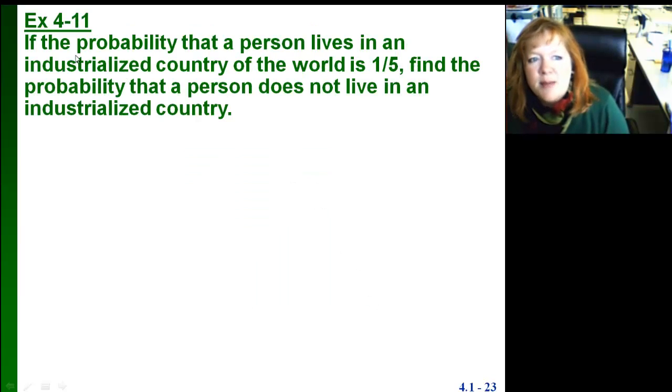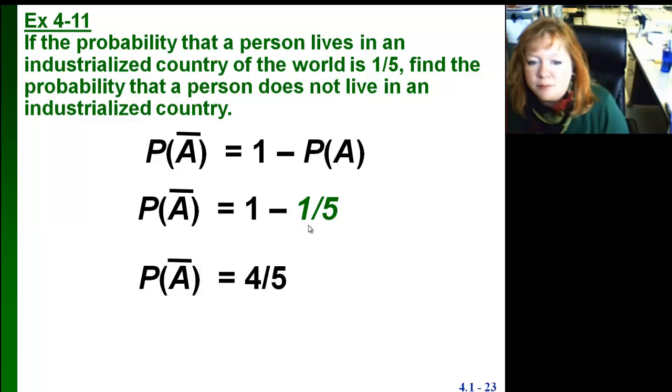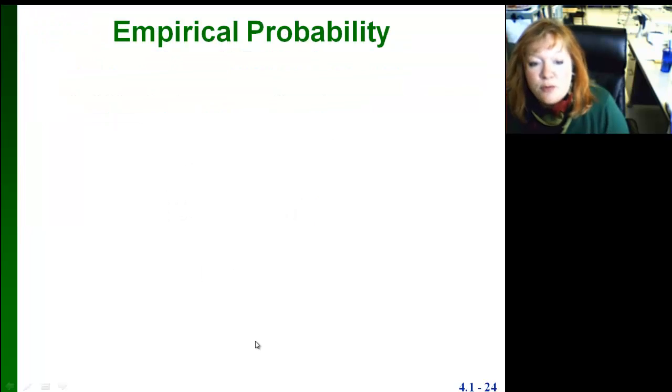So let's look at example 4.11. If the probability that a person lives in an industrialized country is 1/5, find the probability that the person does not live in an industrialized country. This should totally make sense to you. You would just subtract that from 1. If 1 out of 5 is the probability they live in an industrialized country, then 4 out of 5 is going to be the probability that they don't. So the probability of the complement equals 1 minus the probability of your event. So 1 minus 1/5 is 4/5. So the probability of a person not living in an industrialized country would be 4/5.